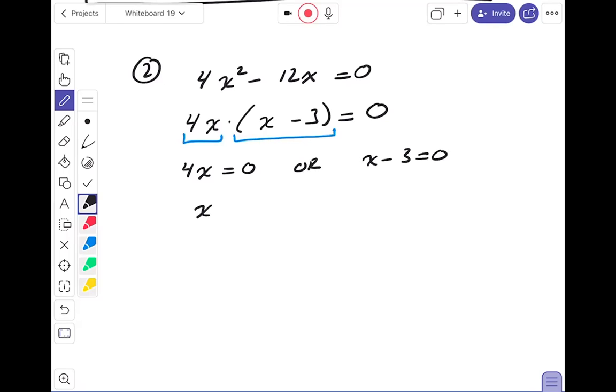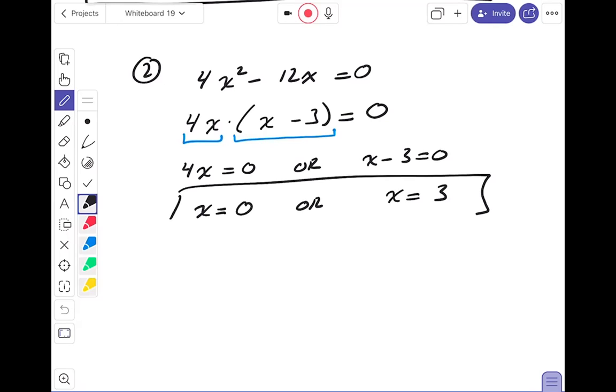Well, the first equation is really simple. 4 times what number gives you 0? x would have to be 0. Or the second equation is also pretty easy. x equals 3. Again, my recommendation to you is look at the answer key. Make sure you're staring at the answers x equals 0 or x equals 3. Let's go to problem number 3.